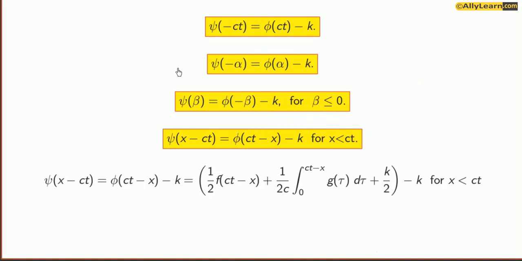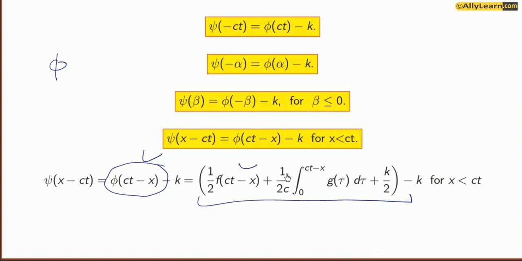So now we have just put the value of phi of ct minus x over here. This is obtained from the value of phi that we obtained on the previous pages. So on using that value of phi over here, we get that psi of x minus ct, which was phi of ct minus x minus k, becomes half into f of ct minus x plus 1 upon 2c into this integral plus k by 2 minus k. This minus k is kept as it is over here.